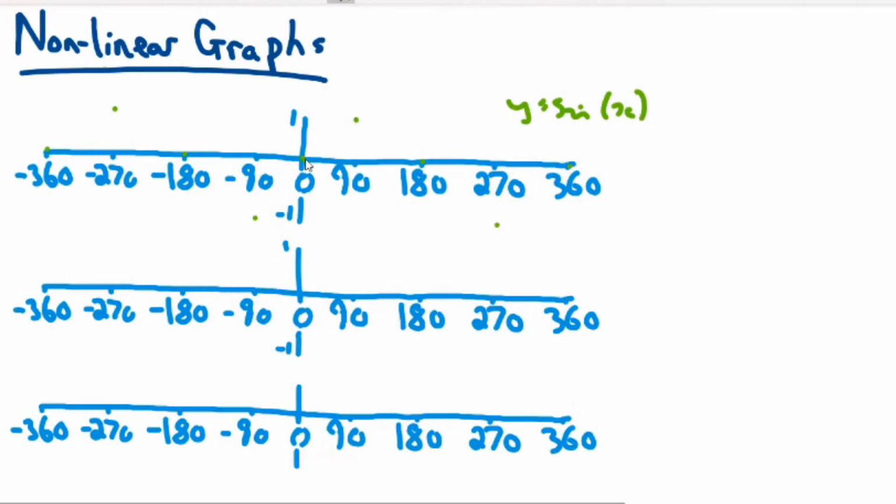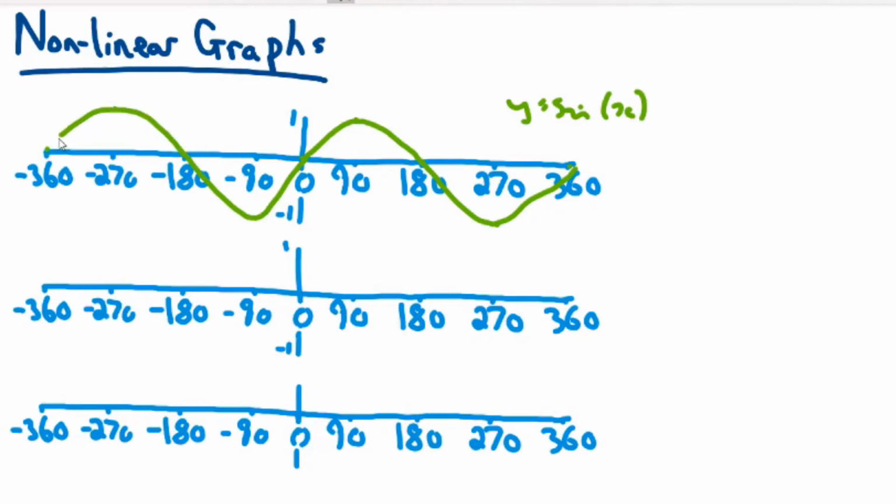Just joining these up then, you end up with a wave-like graph going up and down in your intervals of 180, getting back to that x-axis every 180 degrees you end up putting as your x value in that function.